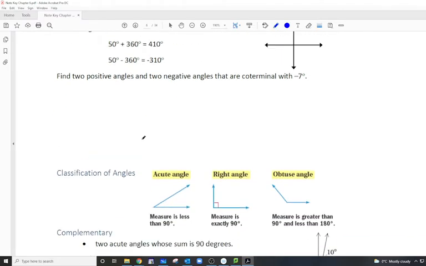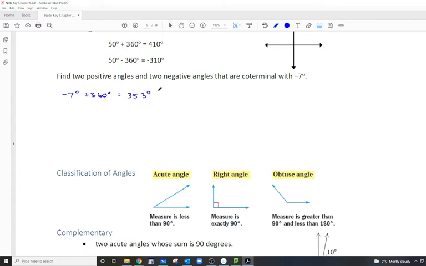So here we go, let's practice. If I wanted to find two positive angles and two negative angles that are coterminal with negative 7, I could do negative 7 plus 360 degrees, which, if I do that, I'm always afraid to make a mistake, I know it's 353 degrees, right?